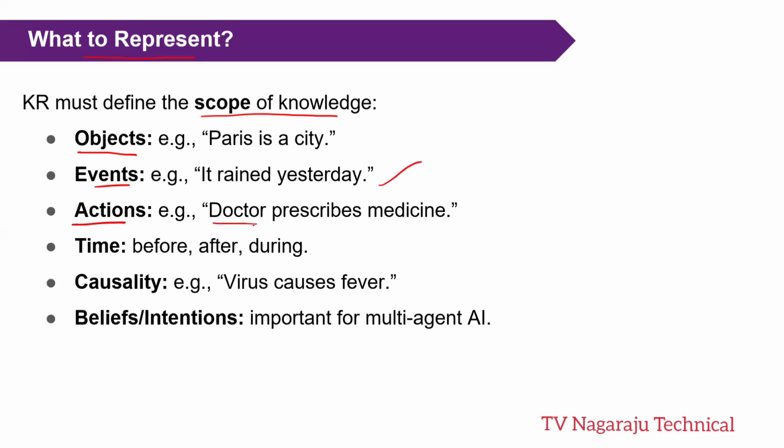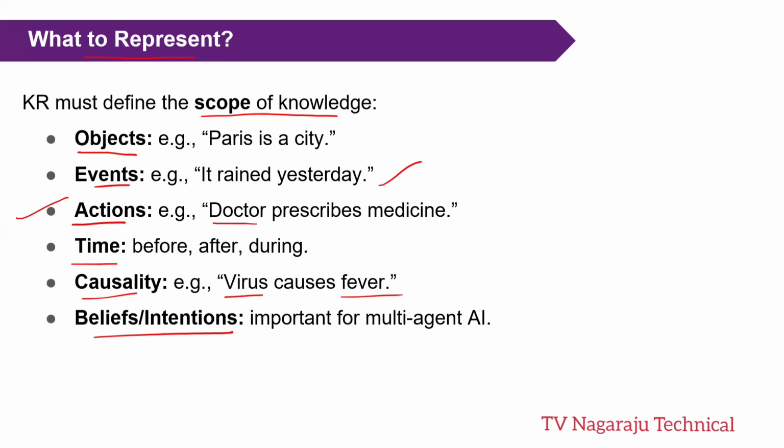For example, a doctor is an agent, who always prescribes some medicine. Time and ordering of events: in which order the events happened, you need to mention the ordering also. Causality, that is the cause-effect relation. For example, the cause is a virus, and it relates to fever. Beliefs and intentions simply model mental states, that means multi-agent systems. So these need to be specified for a clear understanding.